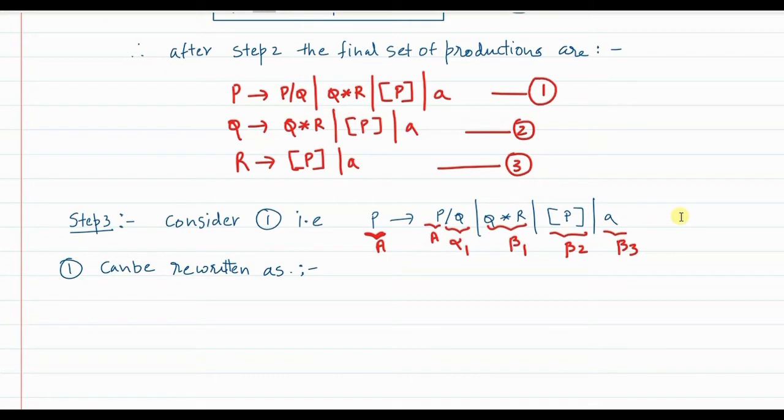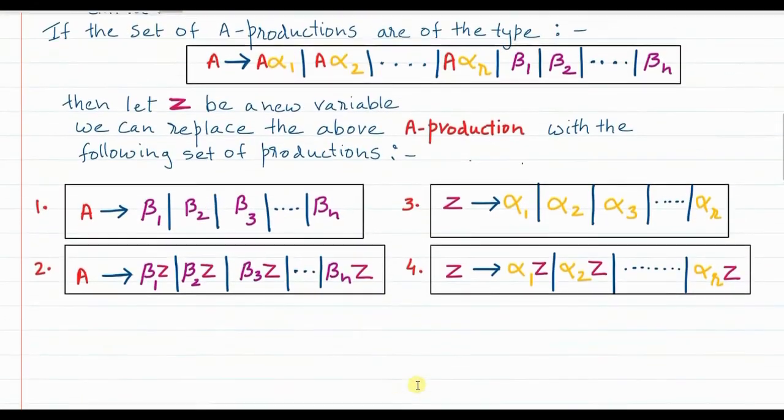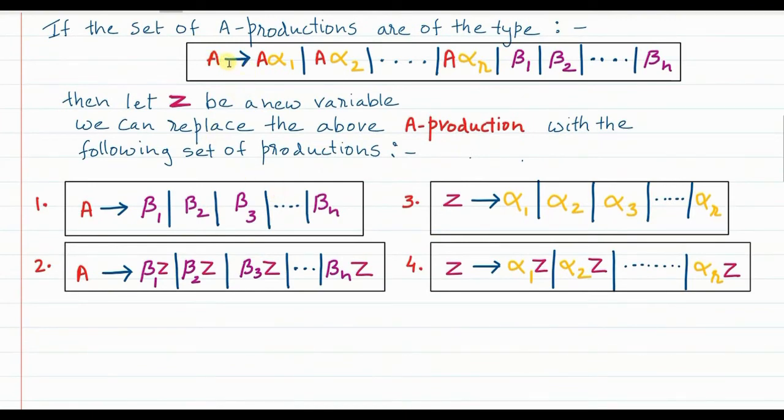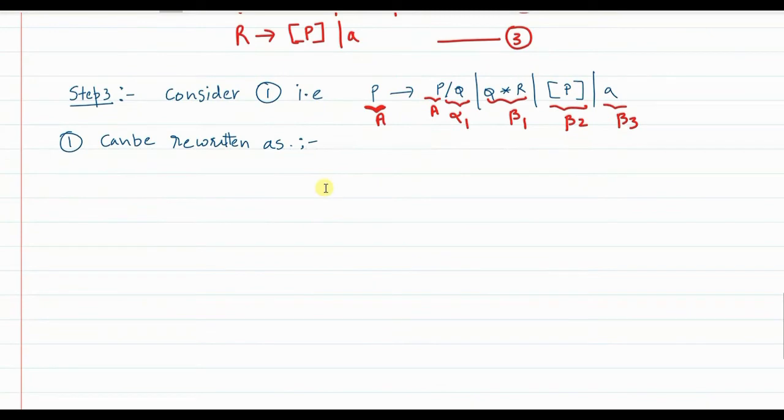It can be rewritten with 4 different things. Okay, now first one, just see, if the equations of type A gives A alpha 1, A alpha 2 up to A alpha n, beta 1, beta 2 up to beta n, then the first production will be A gives, you collect all the beta terms.